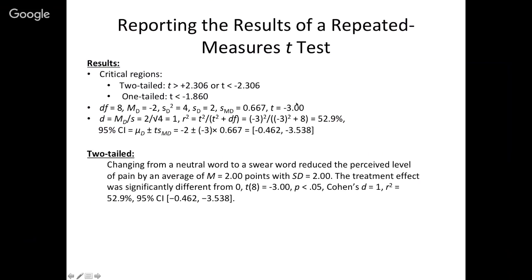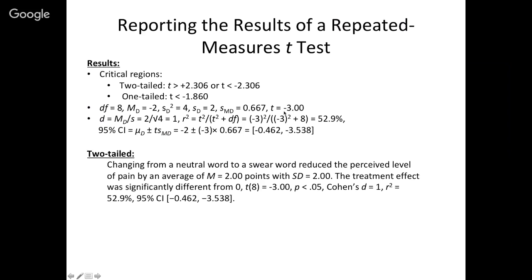Why? Because we see here the t value is located in the critical region. So it's significantly different because it's a two-tailed test. We can only conclude that it's significantly different from 0. We cannot say whether or not it's significantly higher or lower than 0. And then we report the t value: t, parentheses, degrees of freedom, and then equals the t value here, negative 3.00. And here, the p is smaller than 0.05.